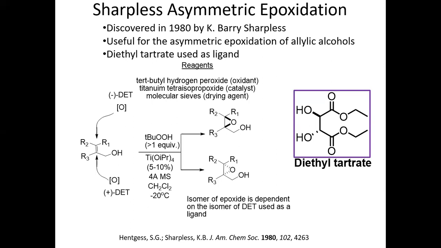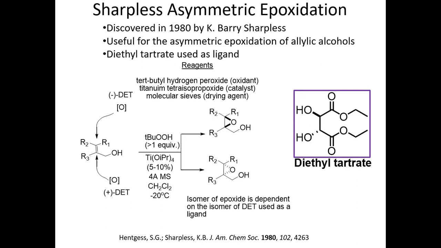Let me also specify this. A lot of times when these systems are developed, like when you want to develop a system for epoxidation or for hydrogenation, they are developed on specific substrates. This asymmetric epoxidation was developed for allylic alcohols, right? So you have an allylic alcohol, and then you treat it with this set of reagents: tert-butyl hydroperoxide, titanium tetraisopropoxide, and then molecular sieves, right?